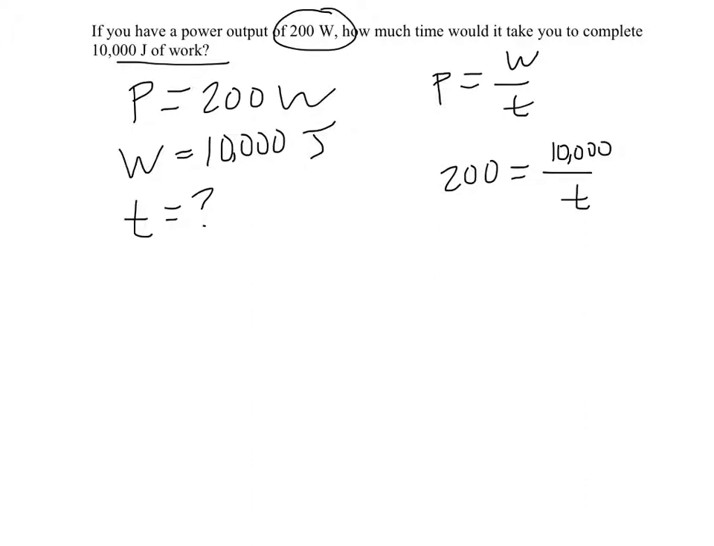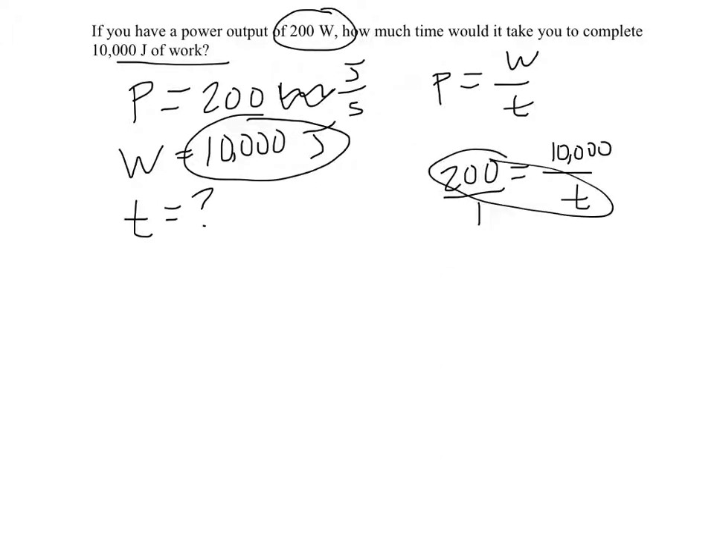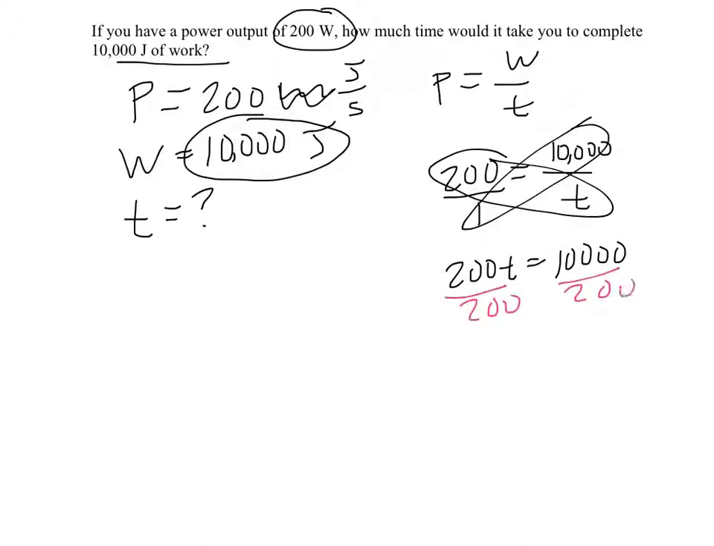It also doesn't hurt to get an estimate in your head. 200 watts is like saying 200 joules per second. So how many seconds will it take to do 10,000 joules of work? You should have some sort of number in your head right now of what would be a reasonable answer. But anyway, cross multiply 200 over 1, so you get 200t equals 10,000. And then we'll divide both sides by 200. And that will get us our answer that t equals 50 seconds.